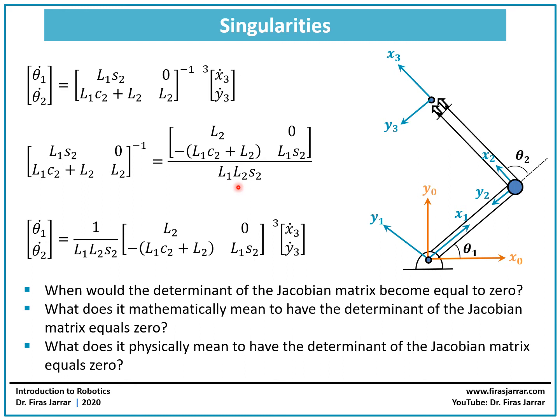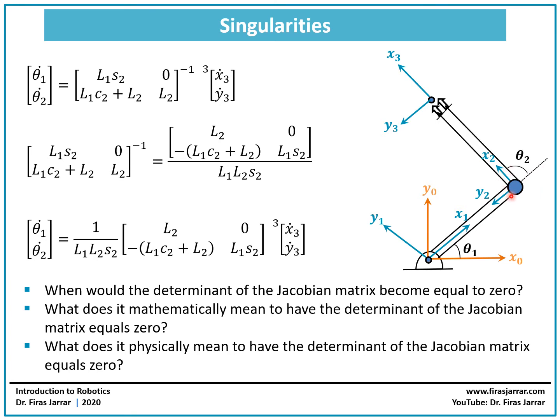And sine theta 2 will be equal to 0 under two conditions: when theta 2 is equal to 0, or when theta 2 is equal to 180. The case where theta 2 is equal to 0 corresponds to the robotic arm being completely stretched out. In that case, the first link would be parallel to the second link, both of them extending along one line, as if we have lost 1 degree of freedom.